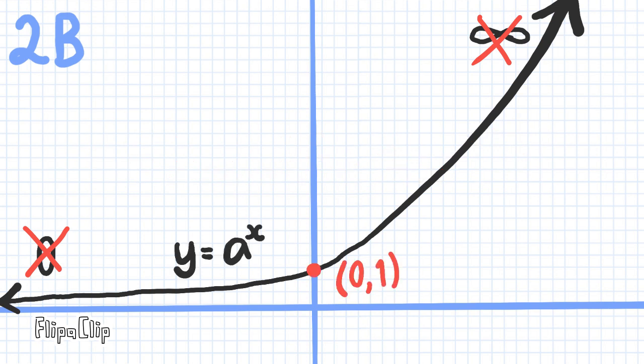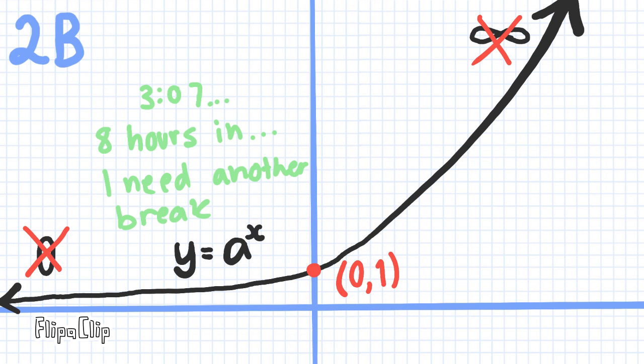For the graph y equals a to the power of x, the y-intercept is always at y equals 1 because anything to the power of 0 is 1. The entire graph is above the x-axis because a to the power of x is always positive for any value of x. The difference between a positive exponential and a negative exponential is whether a is greater than or less than 1. However, for negative exponentials, a cannot be below 0.